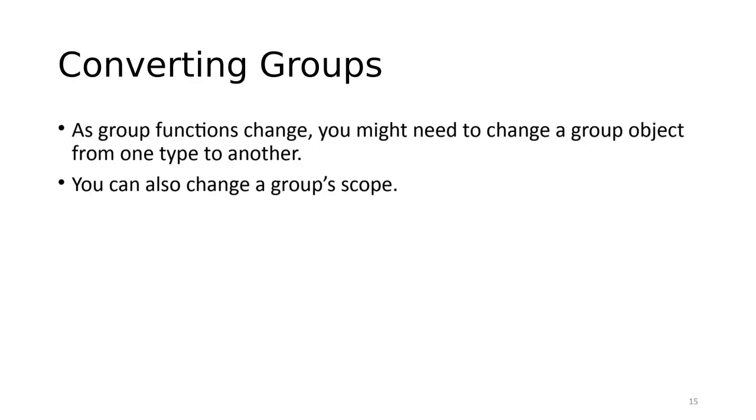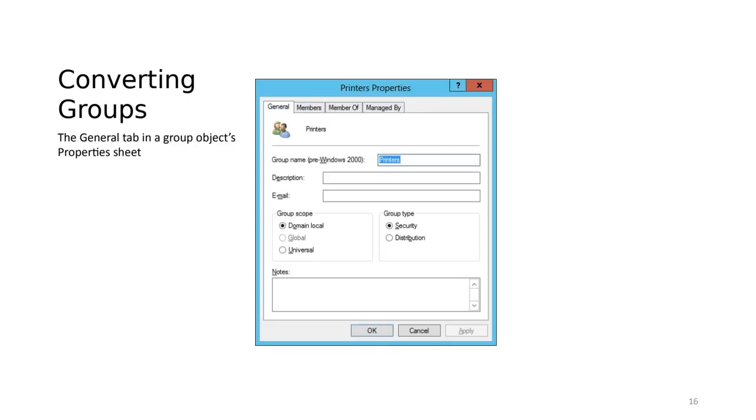Converting groups: if a group's function changes, you might also need to change its scope or its type. How do we do this? If you come here, this is the group. We have group scope and group type. We will do this in the lab. If you want to change the group type, simply you put the tick here instead of security, make it distribution. I don't know if it's clear or not. Let me make it bigger.